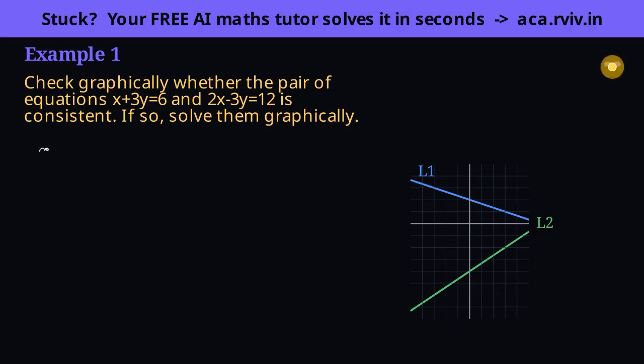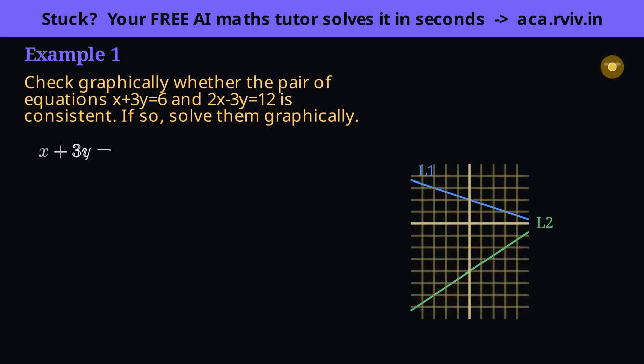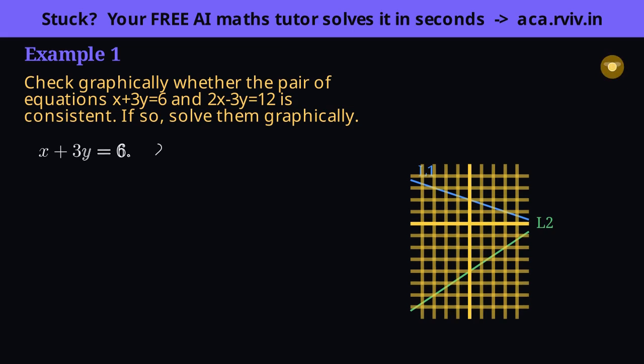Here's our plan, and here's why it works. A straight line is completely pinned down by any two of its points. Through two dots there's exactly one line, no more. So instead of plotting dozens of points, we only need two per line. Find two points on each, join them, and wherever the lines cross is the pair that satisfies both. Let's find those points.